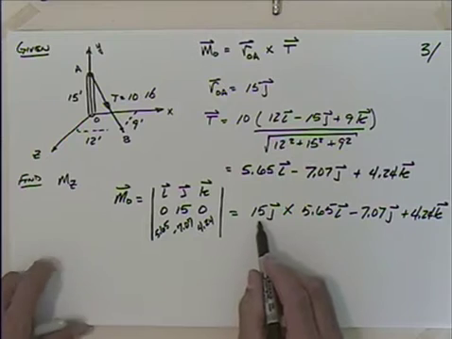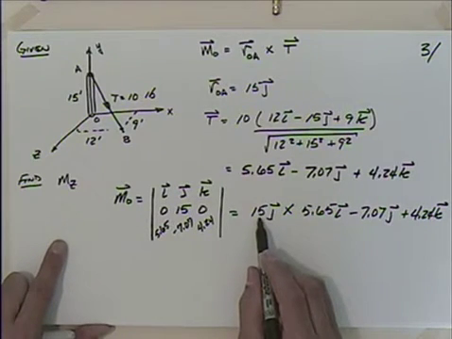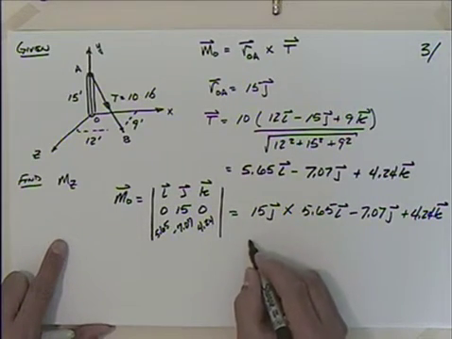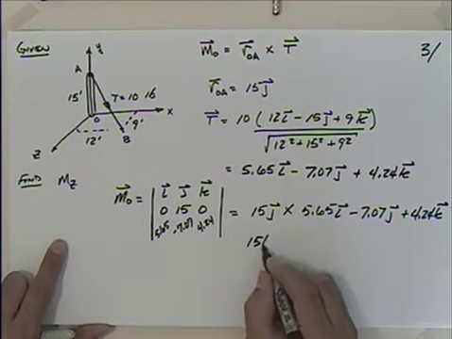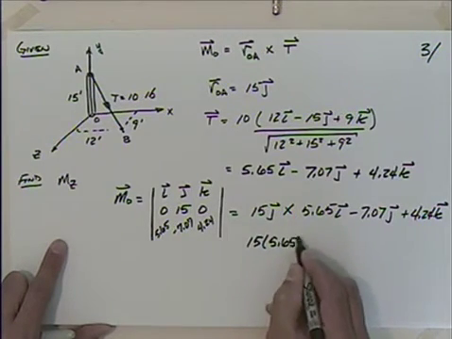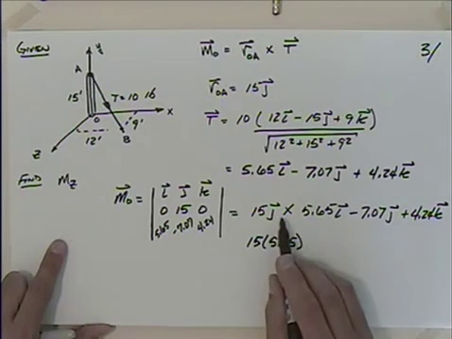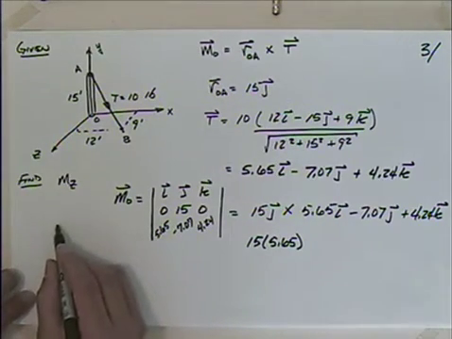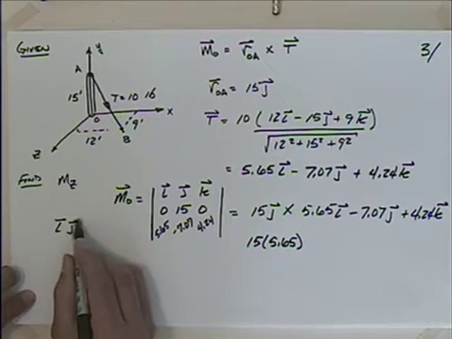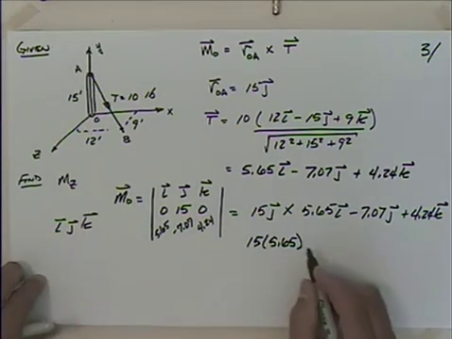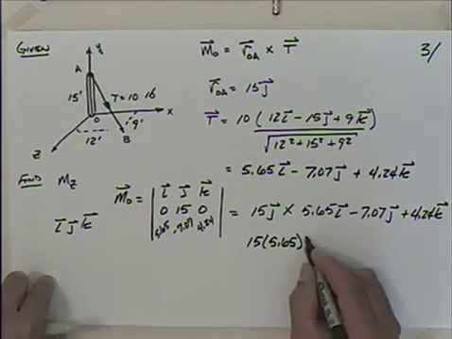Okay, so we would have, then going through this, 15 times 5.65, and that would be J crossed with I. What is J crossed with I? Again, I always go back and look at I, J, K. So J crossed with I is what? Minus K.